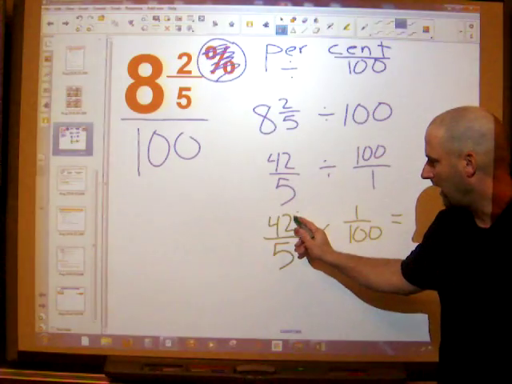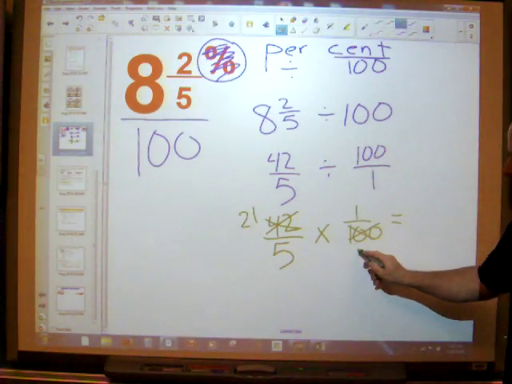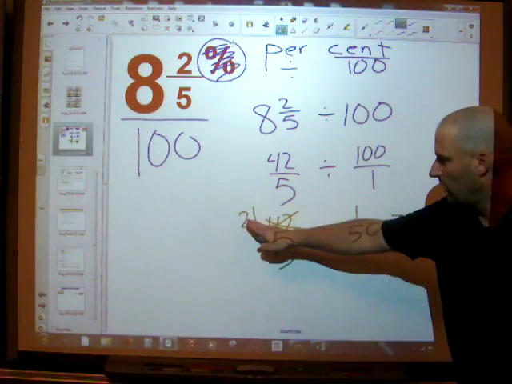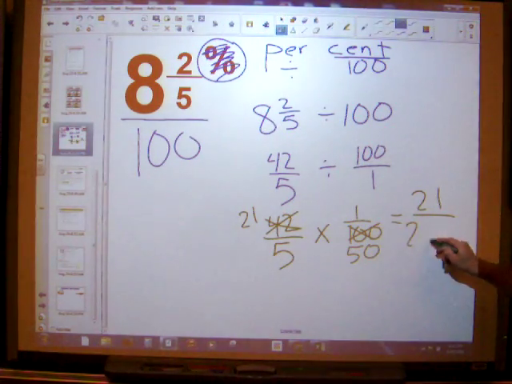So let me do that. I see that 2 goes in here, so let me cross cancel that. And 2 goes in here, and cross cancel that. And now we're ready to multiply across. 21 times 1 is 21. 5 times 50 is 250.